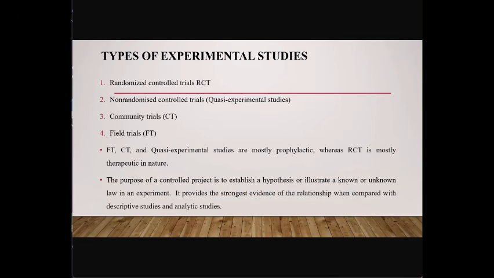Okay, let me not skip this before I go further with the nitty-gritty of experimental studies. So here are the types of experimental studies. The randomized controlled trial, which is the highest of them, followed by the non-randomized controlled trial, non-randomized trials, or quasi-experimental studies. Then we have the community trials. We have field trials, okay? So all of these are experimental studies, all of them, right? Experimental studies.